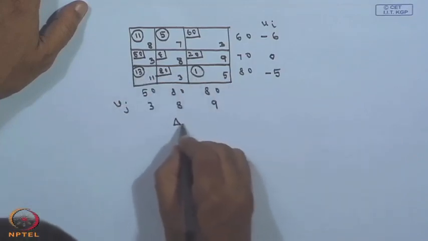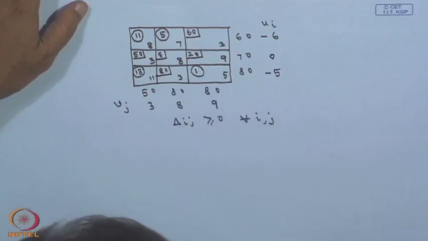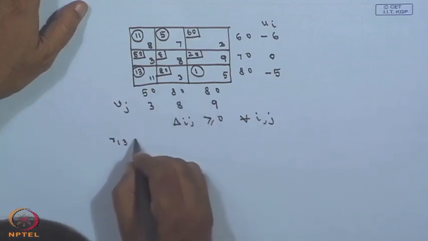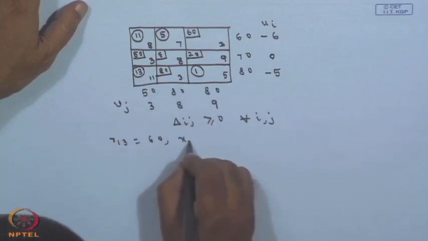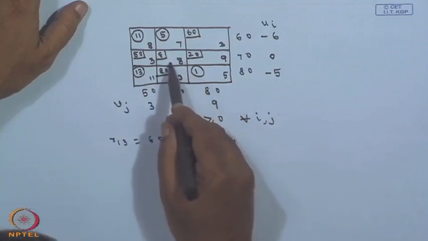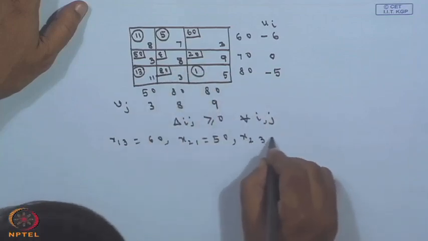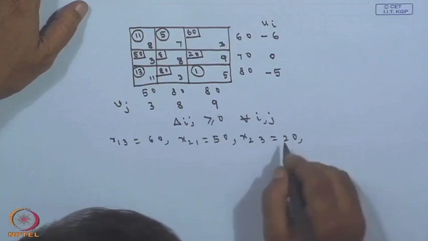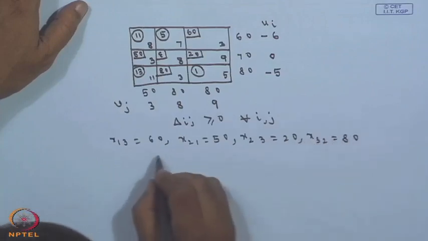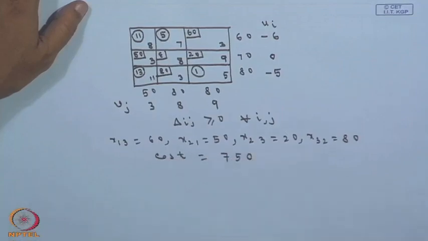Therefore, delta ij is greater than or equal to 0 for all i and j. So, we obtained the optimal solution. The optimal solution is x13 equals 60, x21 equals 50. Since epsilon is 0, basically nothing has been allocated to this cell. Please note this one. Then x23 equals 20 and x32 equals 80. And if you calculate, the minimum cost will become 750.